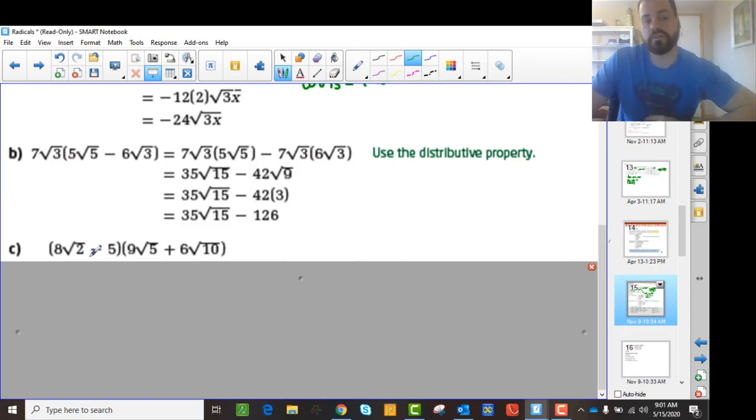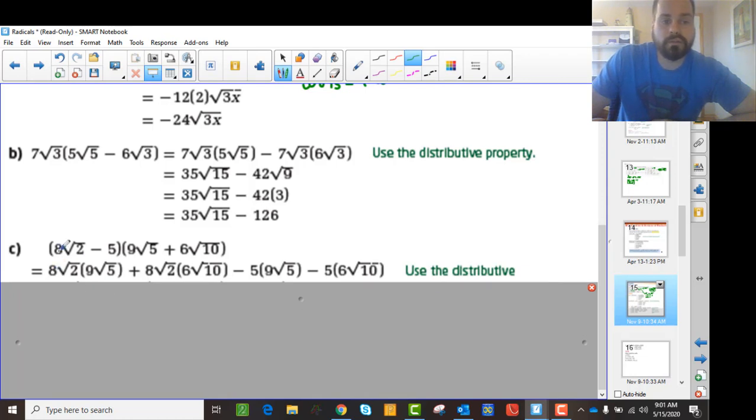You're going to multiply the first terms together. Okay, so 8 root 2 times 9 root 5. Then you're going to multiply 8 root 2 by 6 root 10. Then minus 5 by 9 root 5. And then finally minus 5 by 6 root 10. You're going to use the distributive property. You may have heard it called FOIL. First, outside, inside, last is a kind of quick way to remember it.